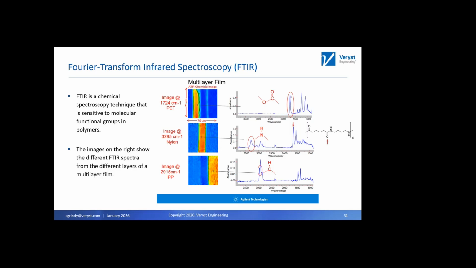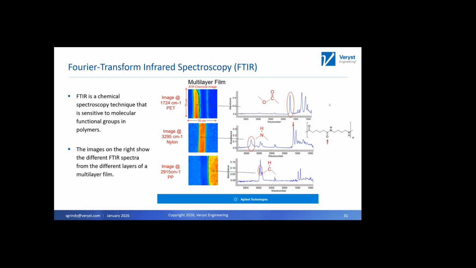So this very strong peak right around 1750 in the PET corresponds to a carbon double bonded to an oxygen. This peak over here at around 3300 is an amine group. And this one at about 2915 inverse centimeters is a carbon bonded to a hydrogen. So you can see we have all these different peaks, and they all correspond to slightly different functional groups of the material.